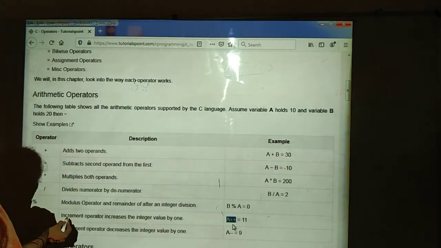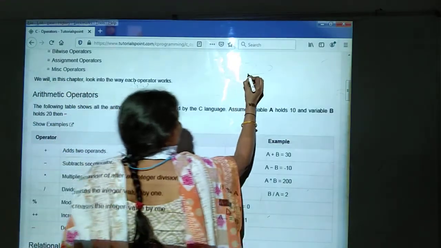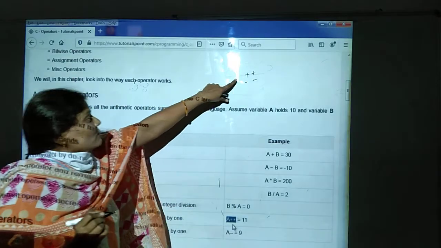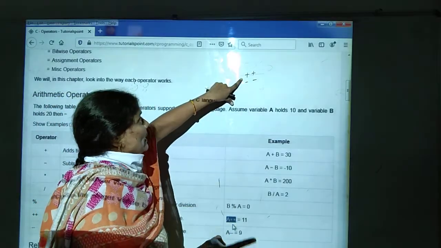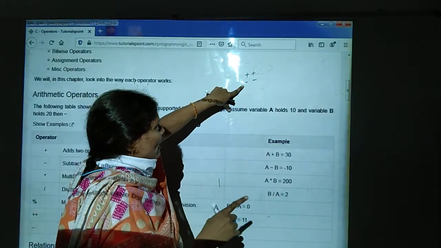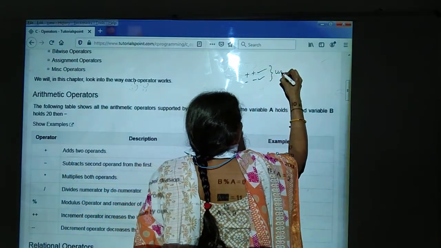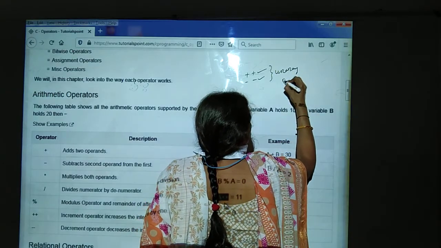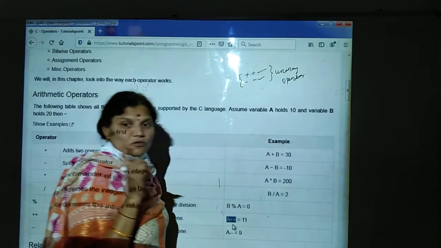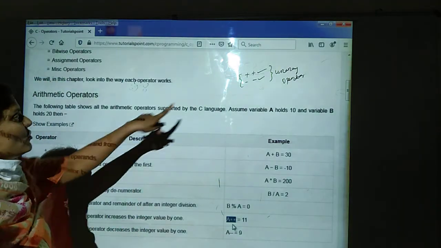Next we can see the increment operator and decrement operator. Here we are going to be using the plus plus and minus minus symbols. What is the use of the plus plus symbol? By using that we increment the value by one. By using the minus minus symbol we decrement the value by one. These are the unary operators. Unary operators means whenever we perform this type of calculation, we use only one operand. Previously we used two operands, but here we need to use only one operand.